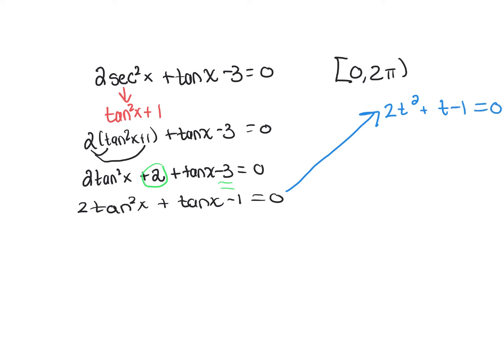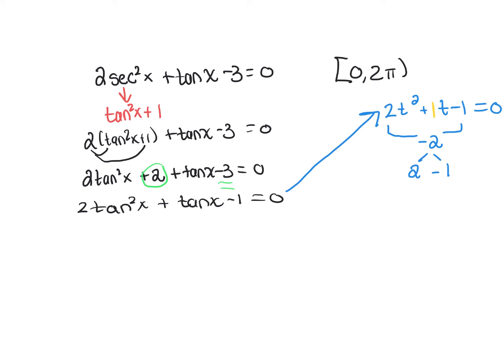You can do the box method. I personally don't enjoy the box method, so I'm going to do what's called factor by grouping. So I have to do a times c. 2 times negative 1 is negative 2. I need 2 factors of negative 2 that add up to make this 1t in the middle. So it's going to be a positive 2 and a negative 1. Positive 2 times negative 1 makes my negative 2. Positive 2 plus negative 1 makes that yellow 1 I wrote.